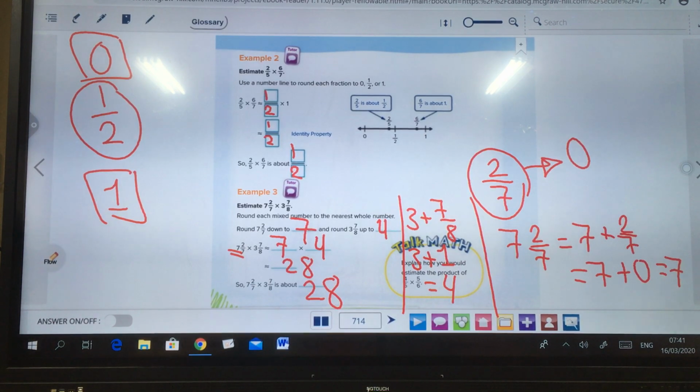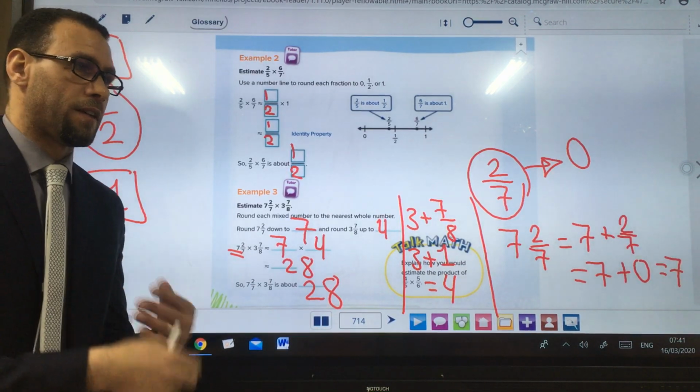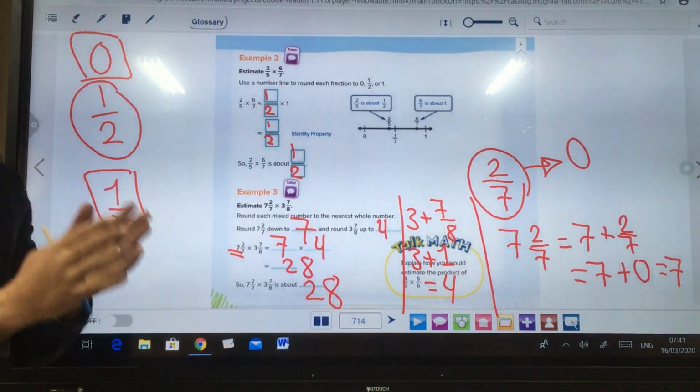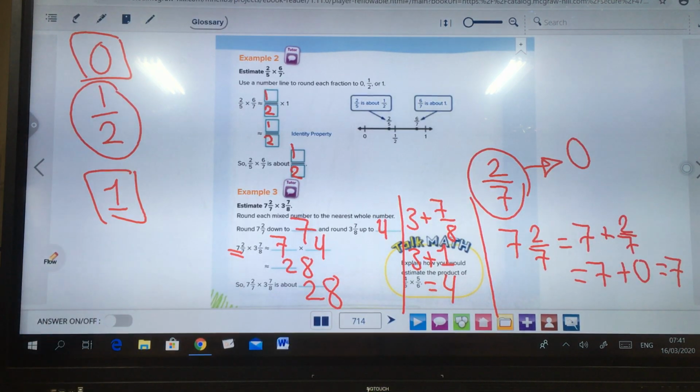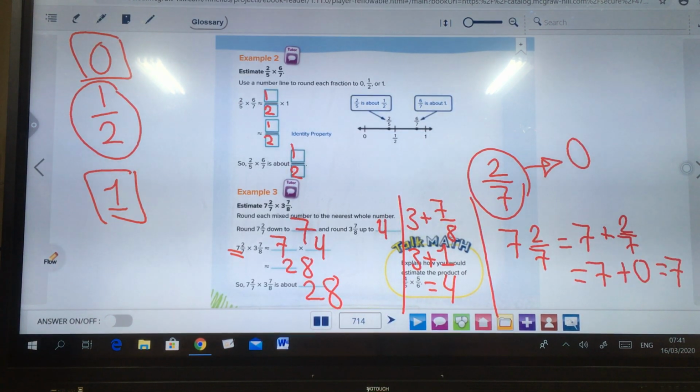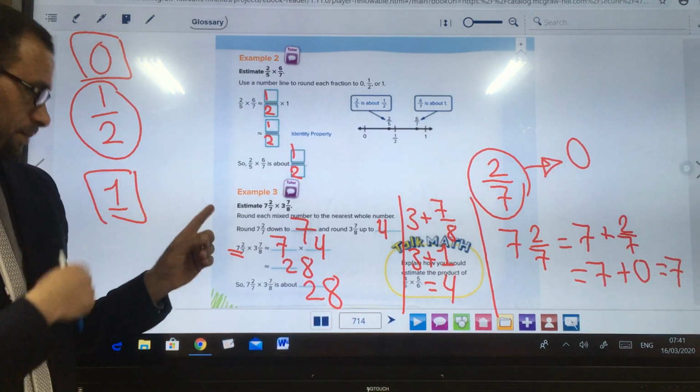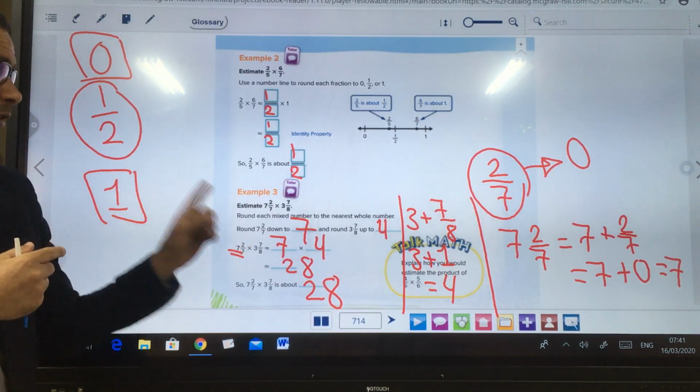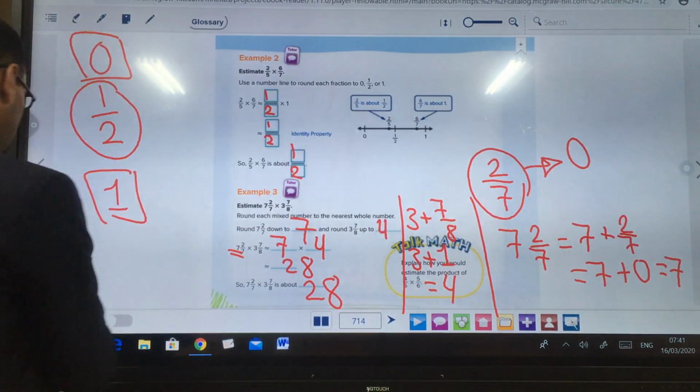Is it clear? Okay, again, fast. When we estimate mixed numbers, okay, round each fraction of the mixed numbers to 0, half, or 1. As we see here, 7 and 2 out of 7. I wrote it here.